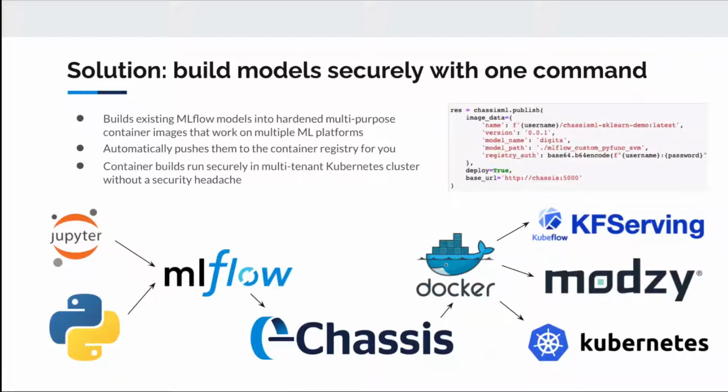Chassis allows data scientists, in their data science native environment, like a notebook, to just run one command, Chassis.ml.publish, and automatically create a multi-purpose container image that's built securely that will then run on multiple ML platforms. It automatically pushes the container image that it builds to a container registry for you, and that build happens in a secure environment.